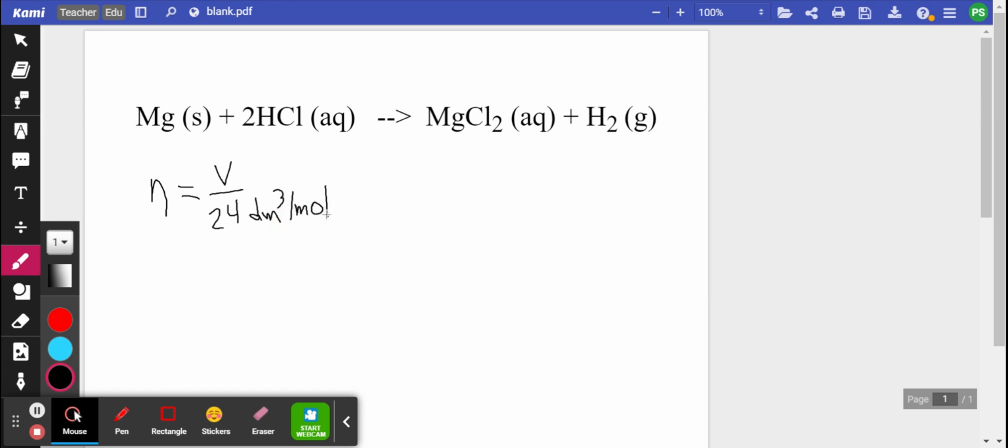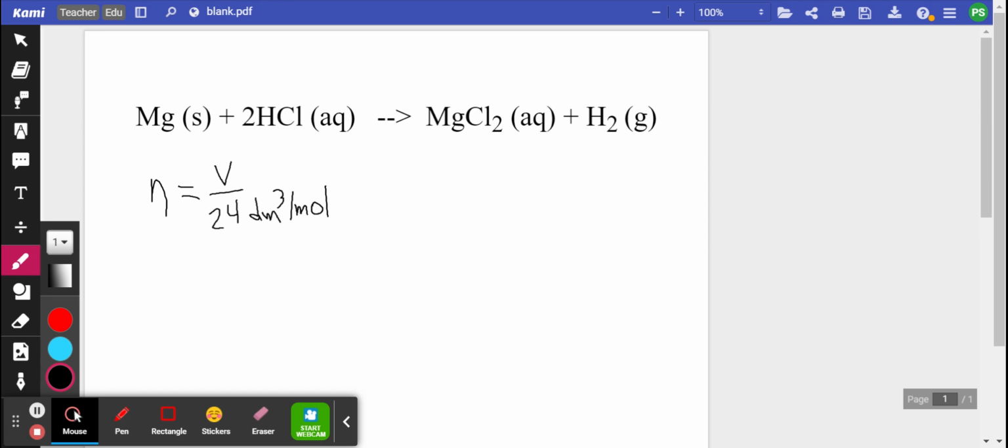Now let's explain a little bit what this equation means. It means that any gas under standard temperature and pressure takes up 24 decimeters cubed. A decimeter cubed is a liter. It doesn't matter what gas it is, it will take up 24 decimeters cubed. Now, how can we use this in an equation?